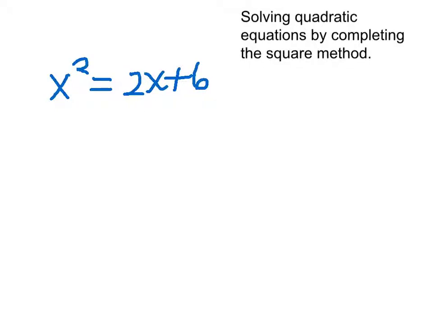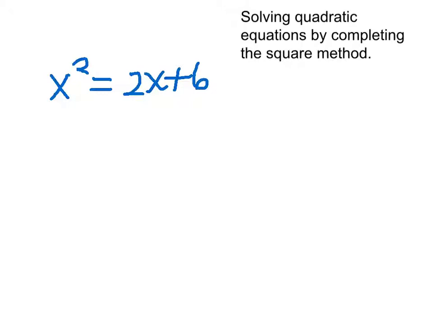Hi. Yesterday after talking to you guys in class, it made me realize that a lot of you guys haven't solved quadratic equations by completing the square. So I went ahead and did a little video on this just in case you didn't catch it all in class. And I actually think this method is easier than using the quadratic formula.